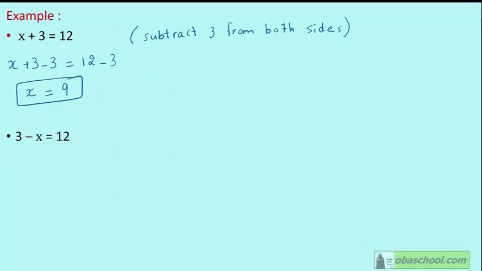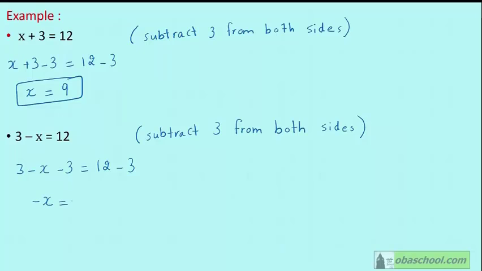3 minus x equals 12. Here we have to subtract 3 from both sides. 3 minus x minus 3 equals 12 minus 3. Minus x equals 9.